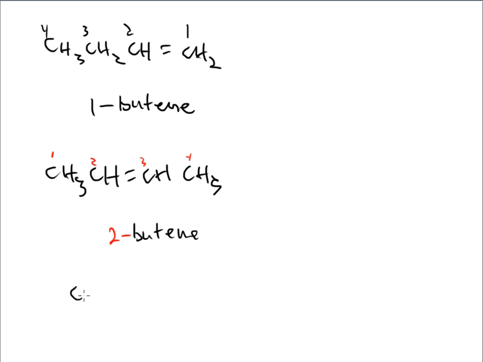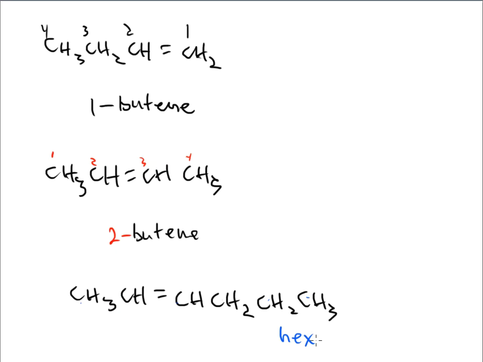All right, let's do another one. CH3, CH double bond CH, CH2, CH2, CH3. We've got to IUPAC it. All right, not a problem. No big deal. 1, 2, 3, 4, 5, 6 carbons in total.